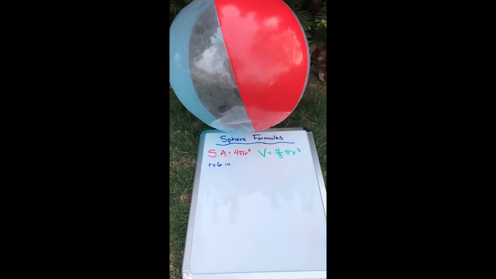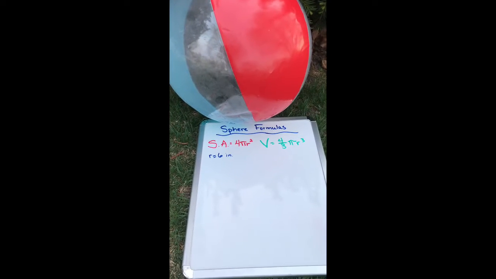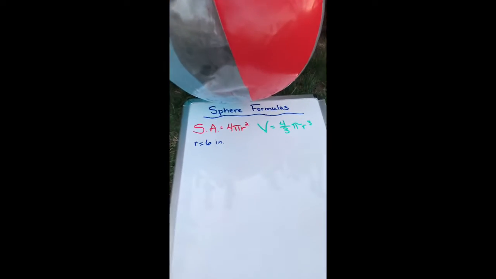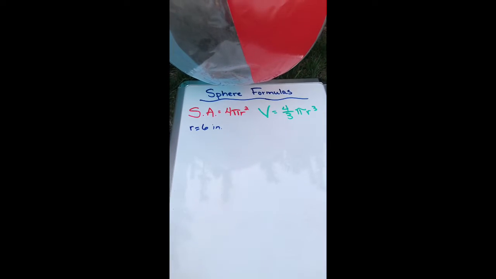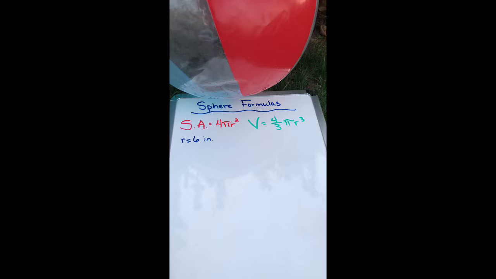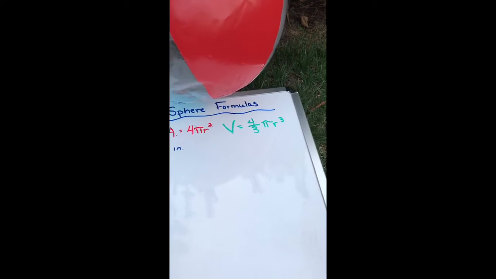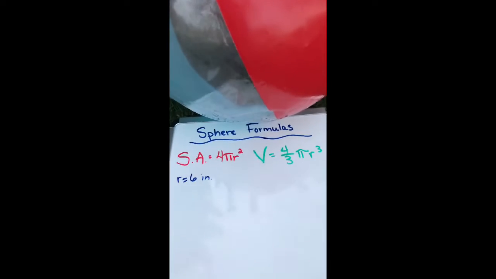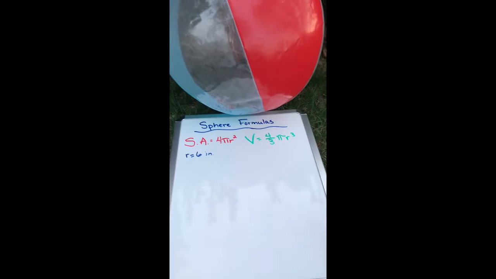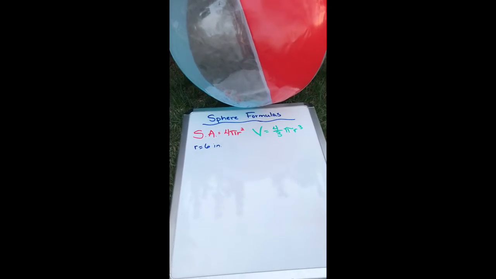Alright, so these are the sphere formulas, okay? And they're pretty simple to remember. The surface area is 4 pi r squared and the volume is 4/3 pi r cubed. Okay, so these really aren't that bad. And so we're just gonna calculate this once and then we're gonna call it good because these really are pretty simple.